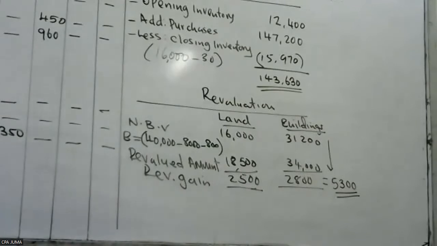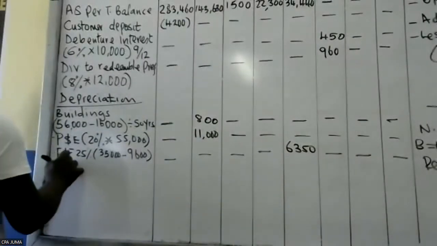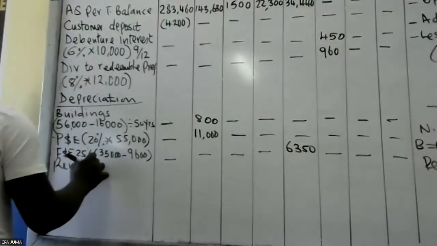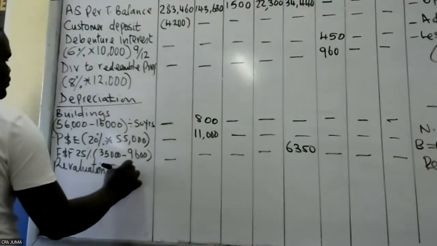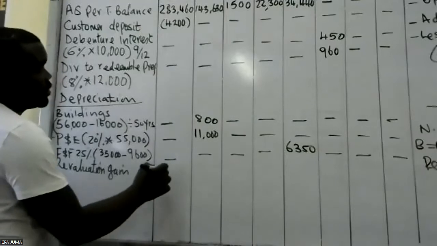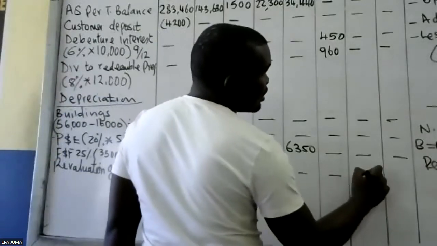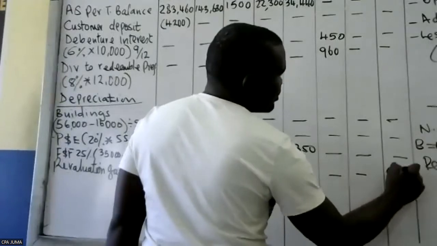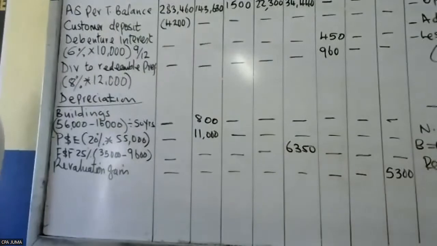So, is that okay? Yeah. All right, so we go back. So you say revaluation gain. Revaluation gain, take to OCI. How much? 53. You just subtract.